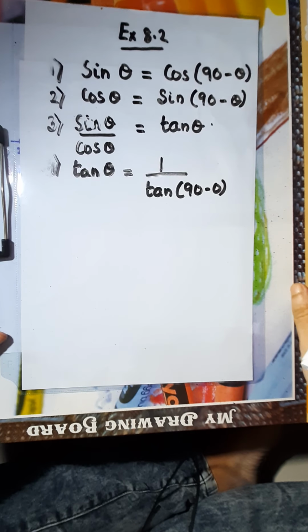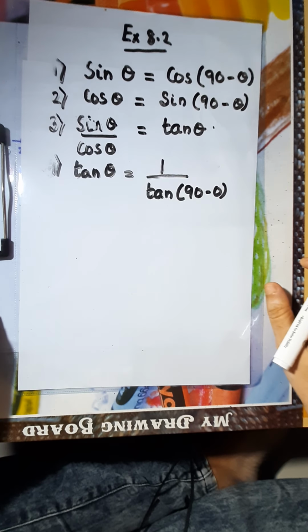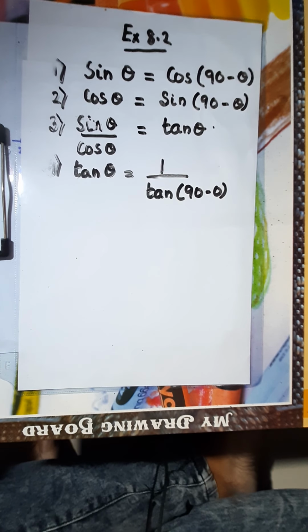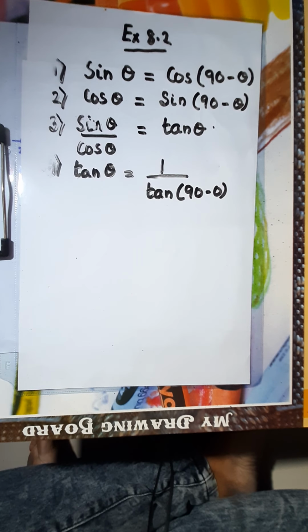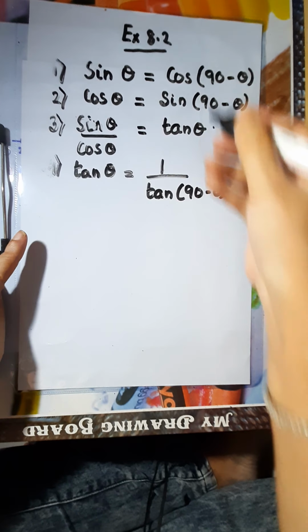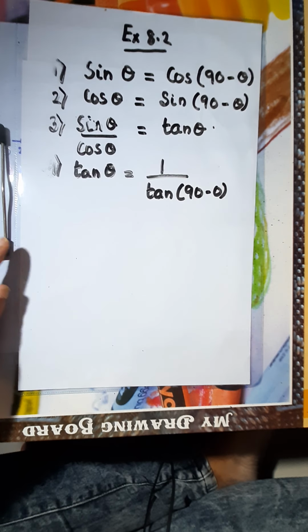Now we'll continue with exercise 8.2. I'm splitting this 8.2 into two parts. The first part is on these trigonometric ratio identities, the relation among trigonometric ratios. Then I will do a very important part.